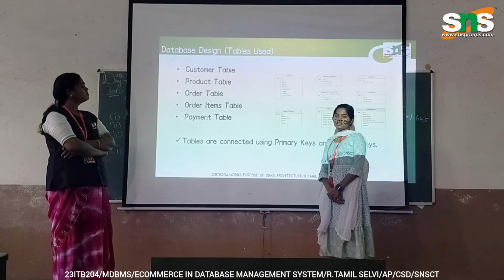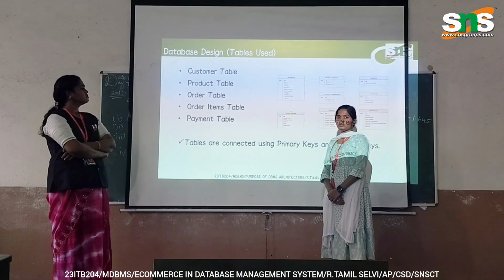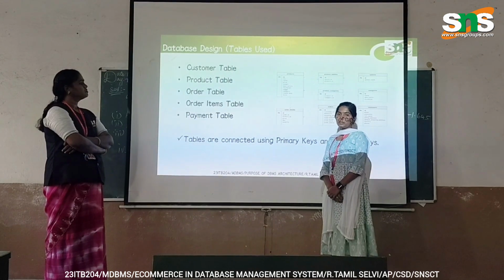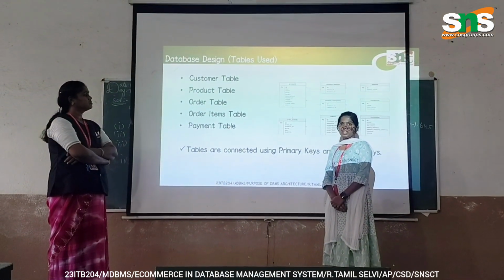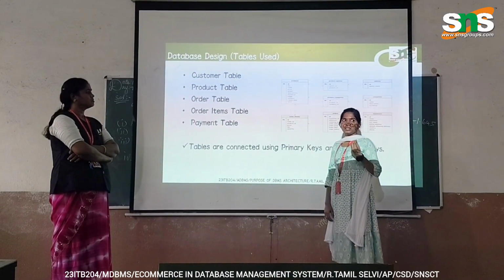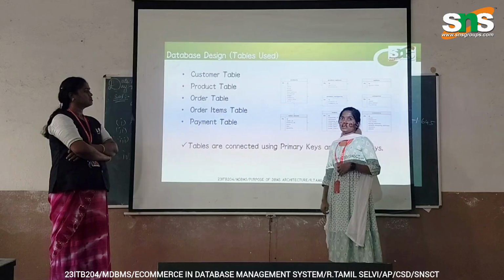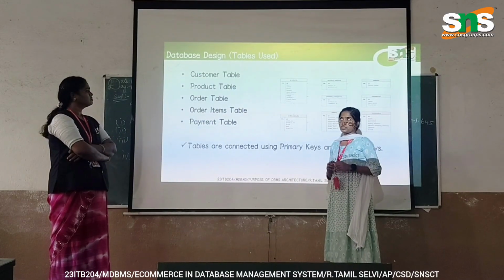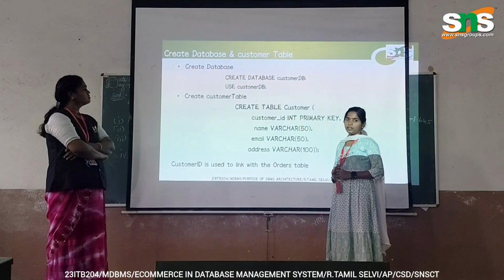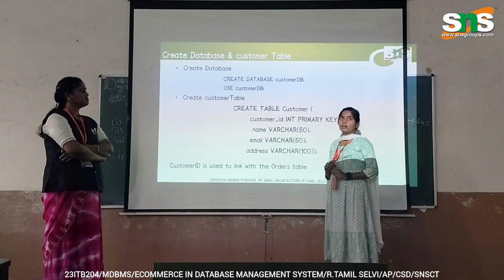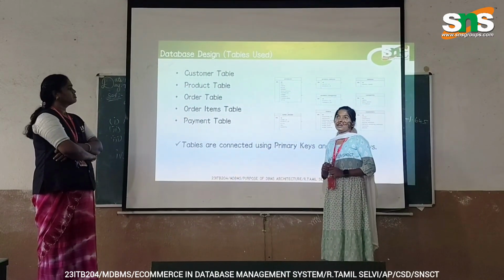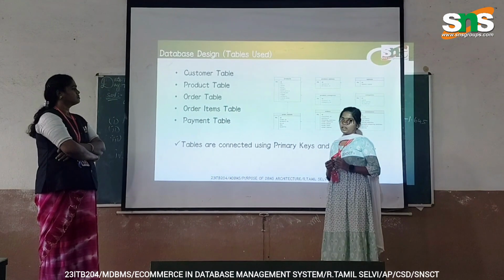Database design. Database design using primary and foreign keys. This database is designed for an e-commerce online shopping system. The main purpose of the database design is to store customer, order, and product details in an organized and connected way. What is a primary key? A primary key uniquely identifies each record in a table. Examples: product ID, order ID, customer ID. A primary key has no duplicate records.